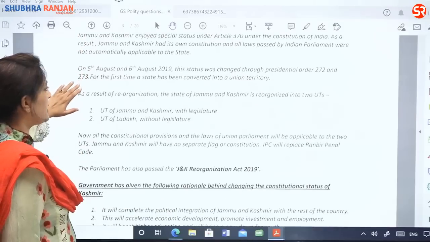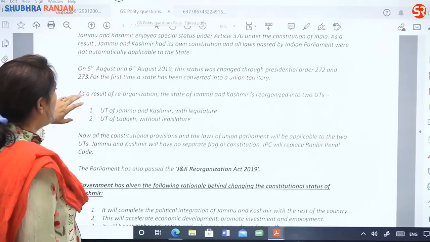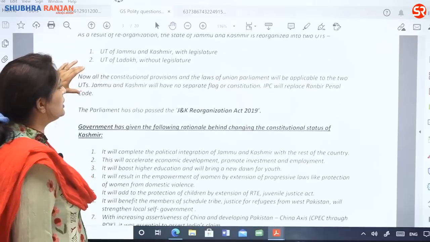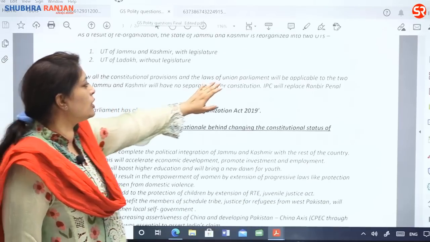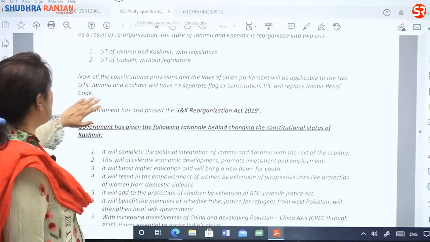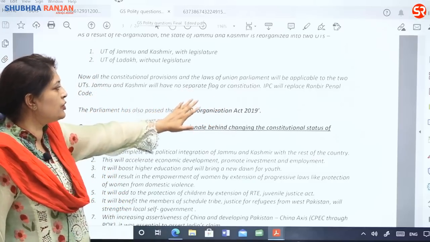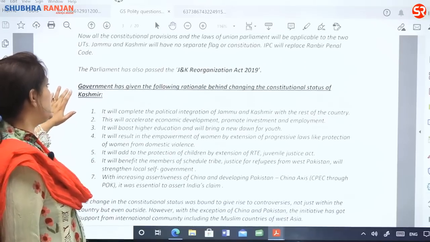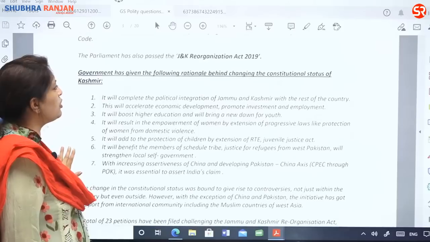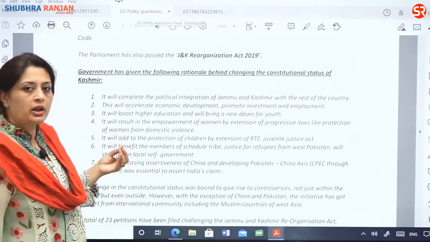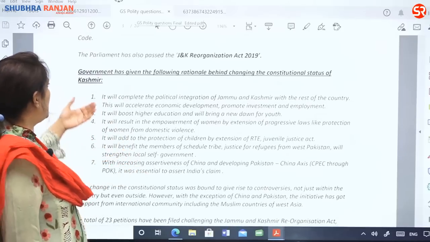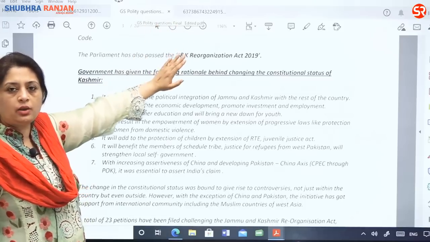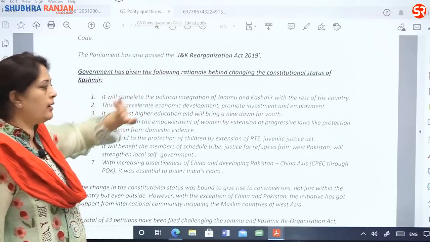On 5th, 6th August, this is a factual part, as a result it has been reorganized. Now all the constitutional provisions and laws of Union Parliament will be applicable. JK will have no separate flag. IPC will replace the Ranbir Penal Code. The Parliament has also passed the JK Reorganization Act. Now some points of that answer, that a common high court will be there, you can add.